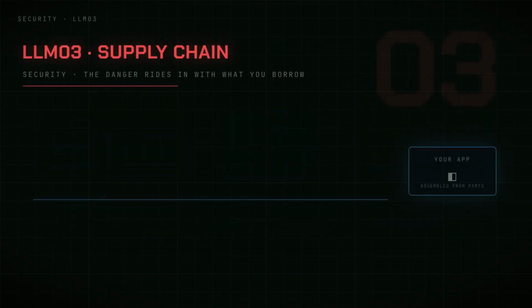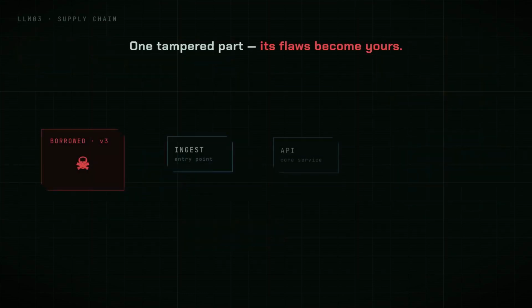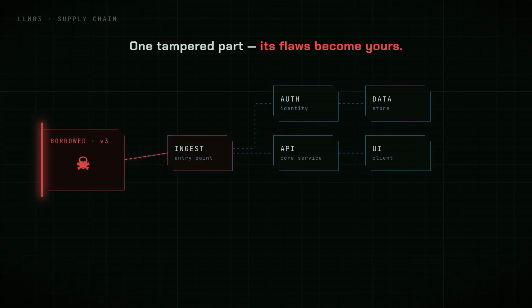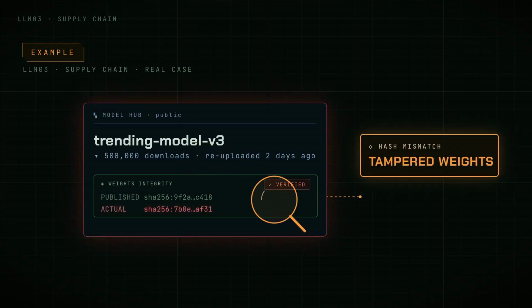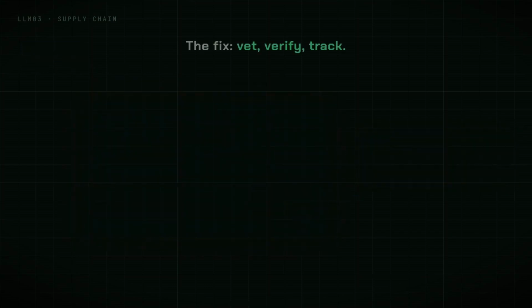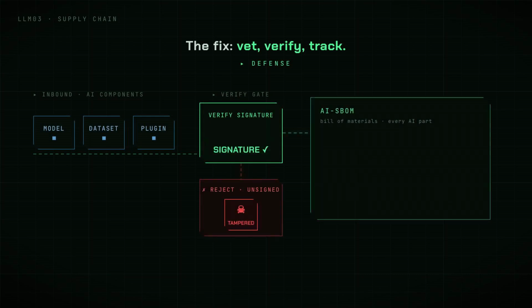LLM 03: Supply Chain. The danger arrives inside the models, datasets, and plugins you borrow. Pull one tampered component off the shelf, and its hidden flaws become your app's flaws. Real case: a popular open model on a public hub was quietly re-uploaded with a hidden backdoor. The fix: vet your sources, verify signatures, and keep a bill of materials for every AI part.